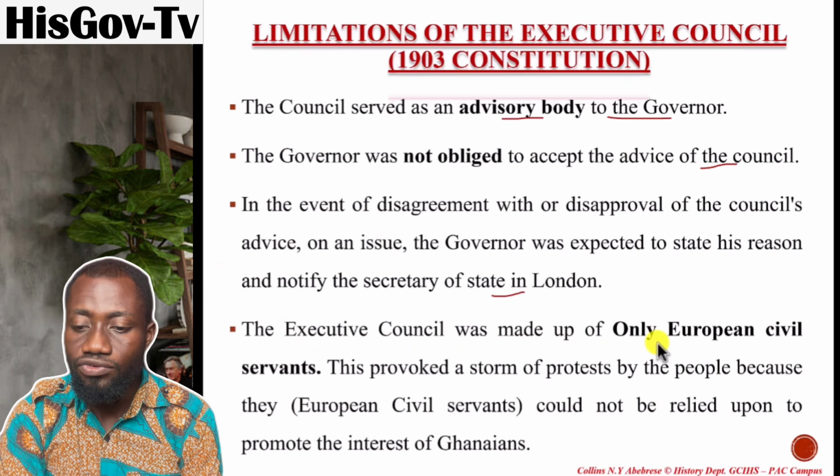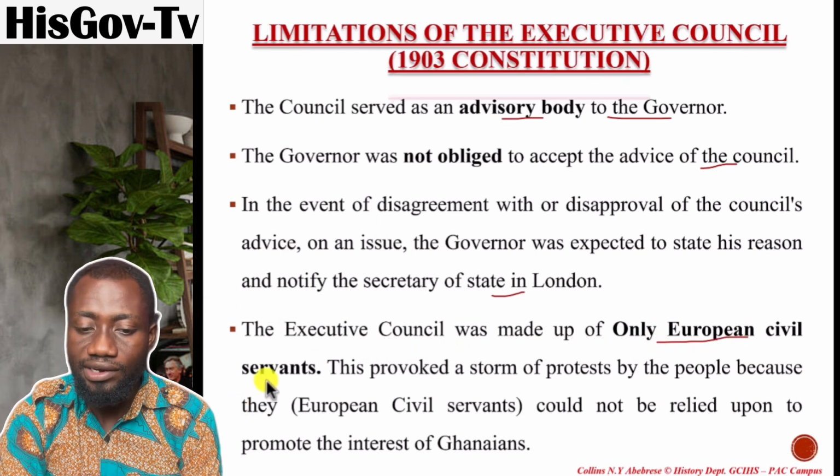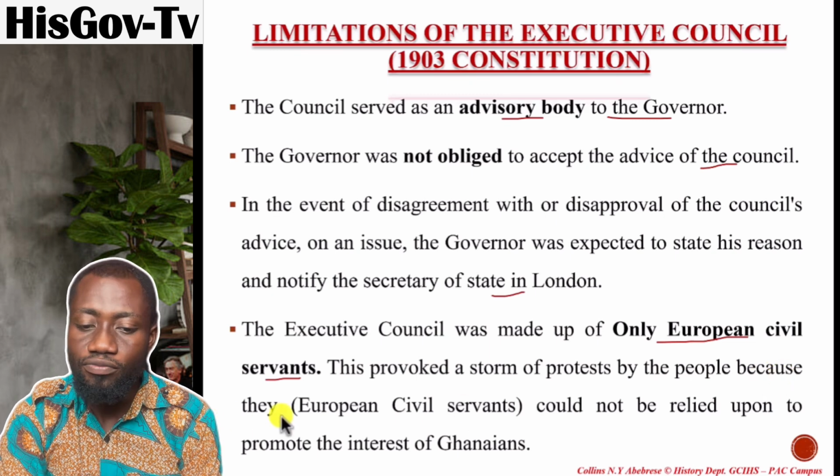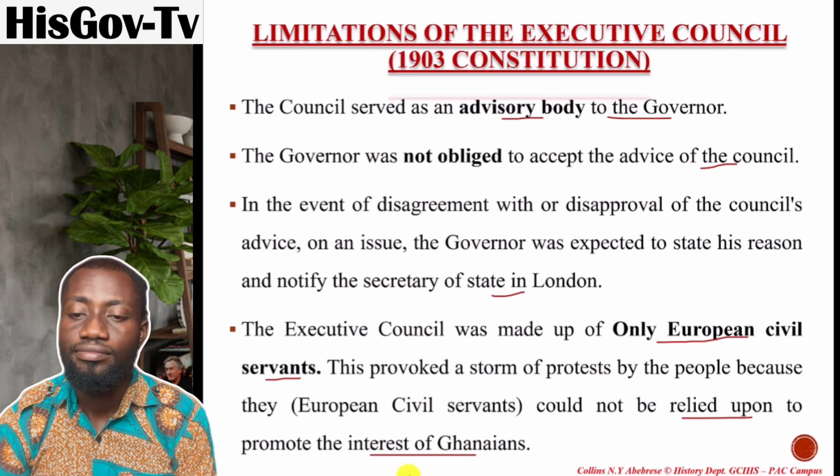The Executive Council was made up of only European civil servants. This provoked a storm of protests by the people because European civil servants could not be relied upon to promote the interest of Ghanaians or the Gold Coasters.